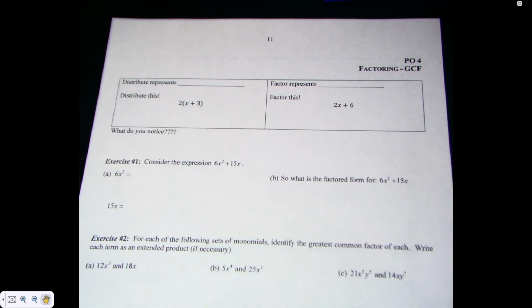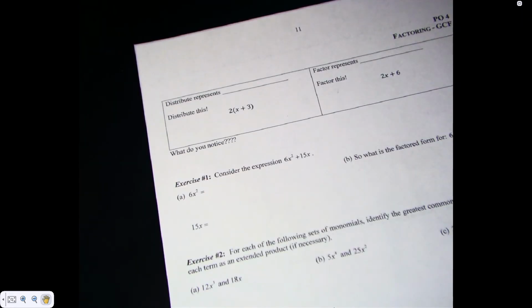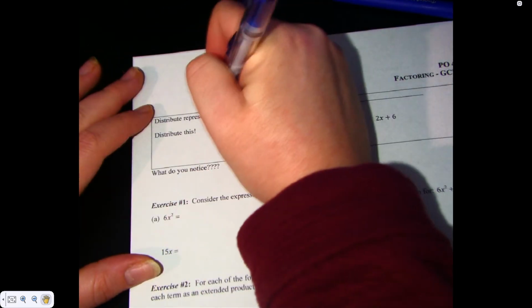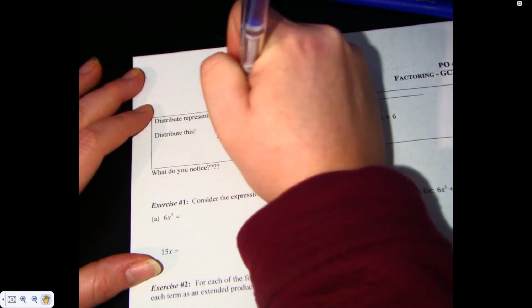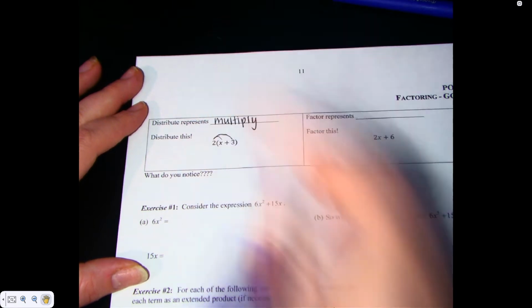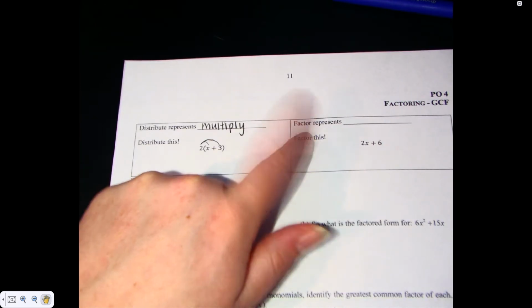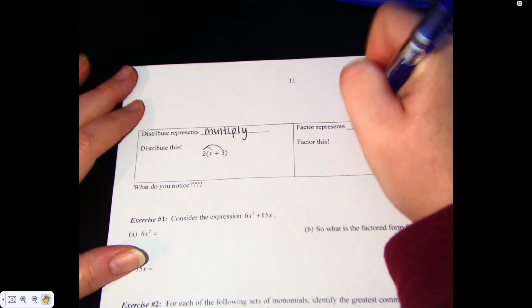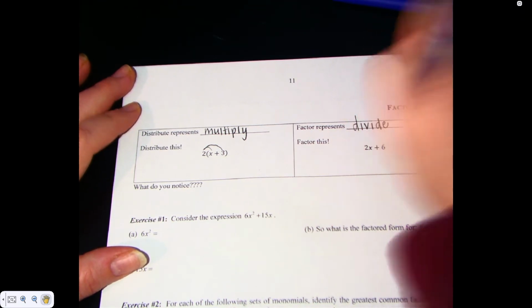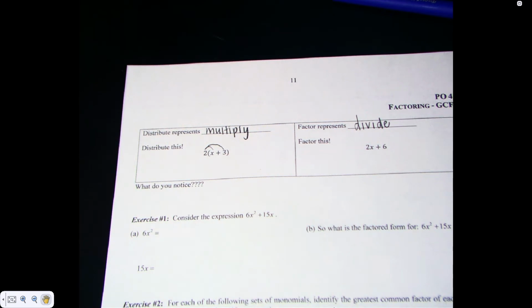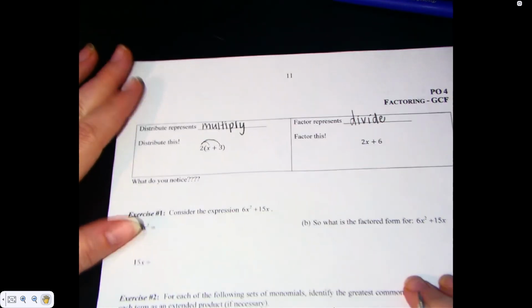So when we distribute, we're actually distributing the greatest common factor normally. So distribute means to multiply. Okay, because what you're doing is multiplying through by the 2 that's factored outside of this expression. Now, distribute, multiply. What does it mean when we factor? Okay, factor represents division, or to divide. So what we're saying is factor out the greatest common factor.